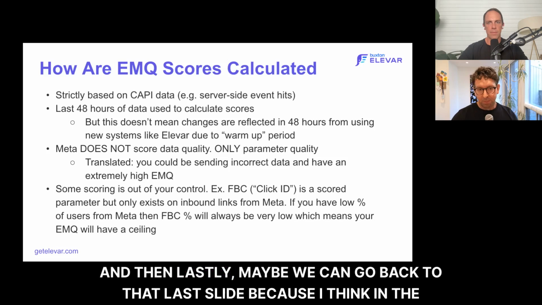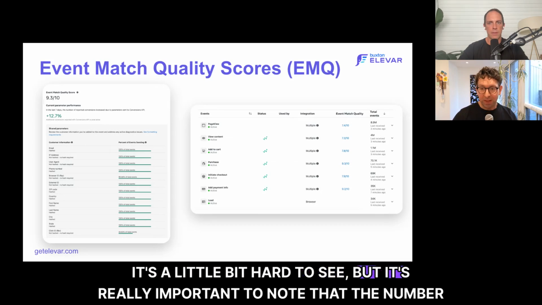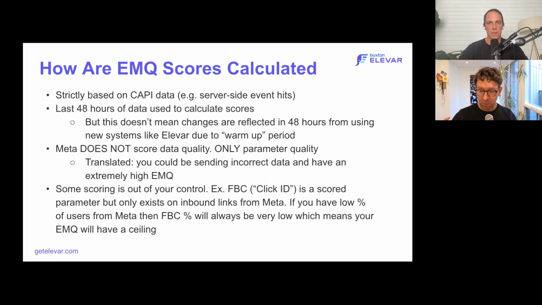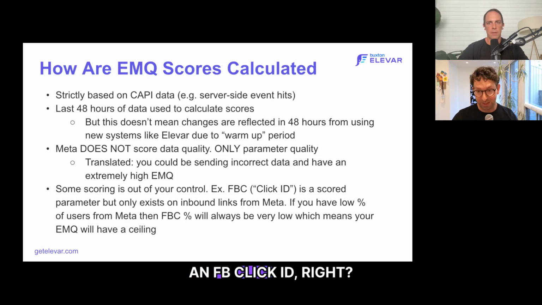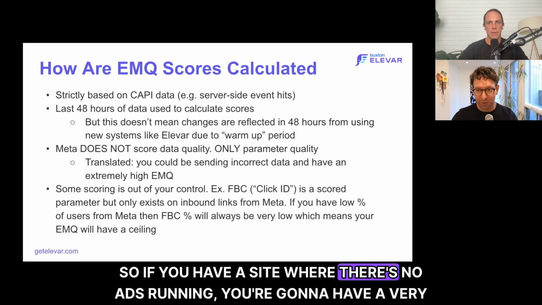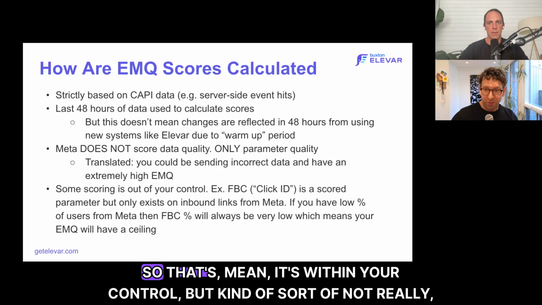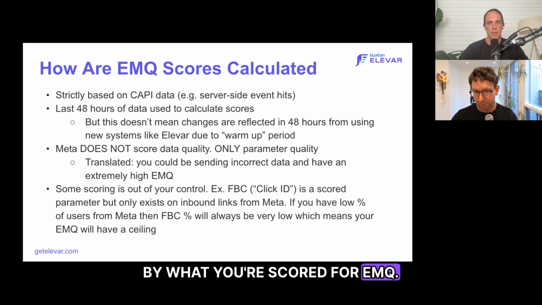And then lastly, maybe we can go back to that last slide, because I think in the last slide it shows the FBC isn't full. It's a little bit hard to see, but it's really important to note that the number of events with an FB click ID is very closely related to the amount of traffic that's coming to your site with an FB click ID, right? So if you have a site where there's no ads running, you're going to have a very low FBC percent, and it's going to affect your EMQ score. So it's within your control, but kind of, sort of not really, because if you're not running a lot of Facebook ads, you're going to be limited by what you're scored for EMQ.